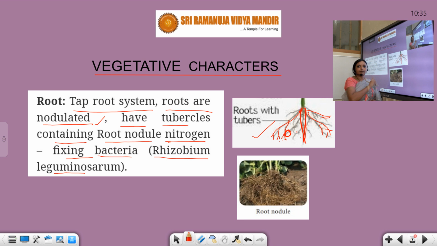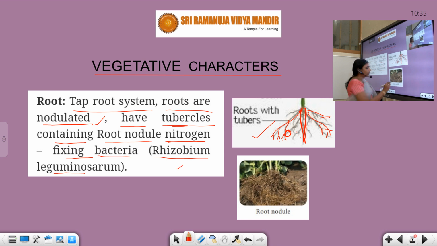In Fabaceae, which type of root? Taproot system. And in the root, nodules are present, which form tuber-like structures, or we say nodulated roots. Inside the nodules, Rhizobium bacteria live symbiotically with the roots of the Fabaceae family, and they help in the fixation of nitrogen. These 4 points you have to remember when you are going to write about the root character.